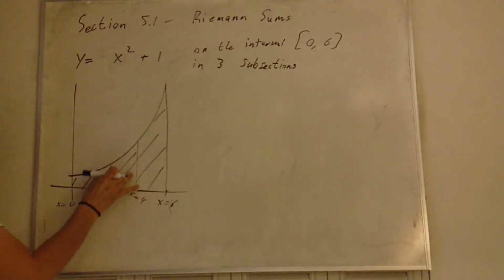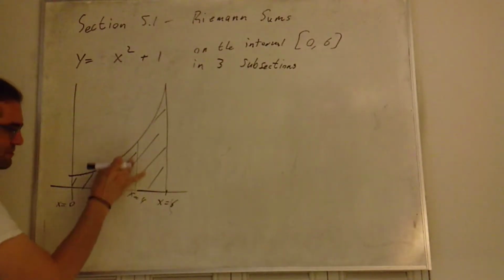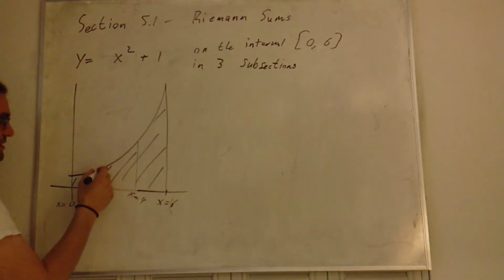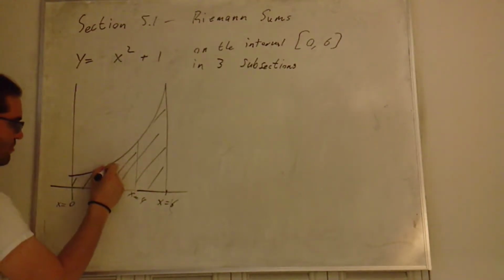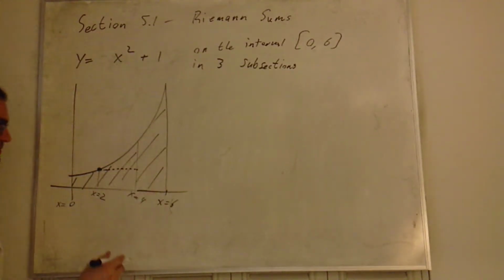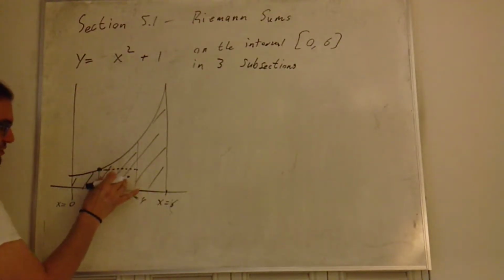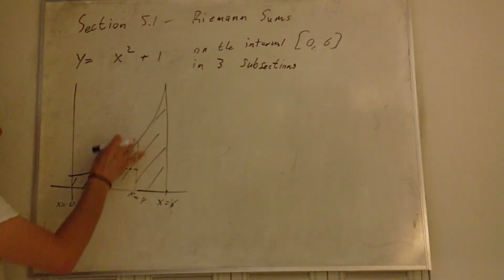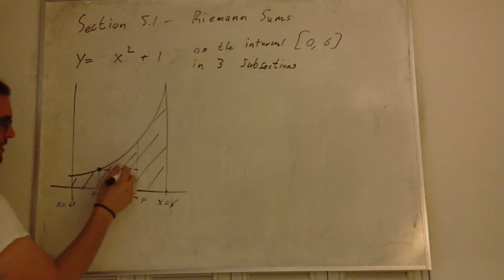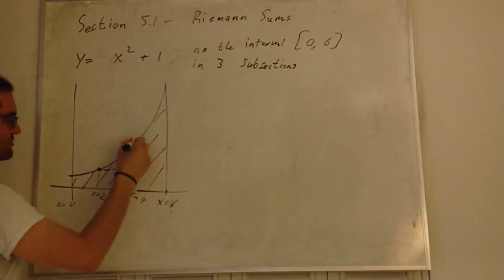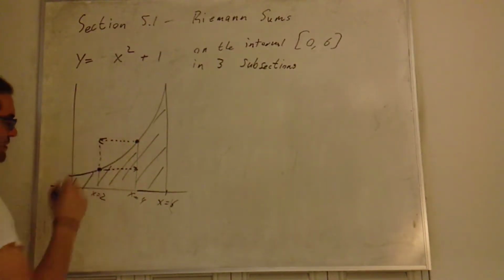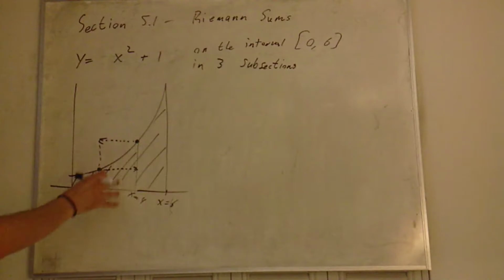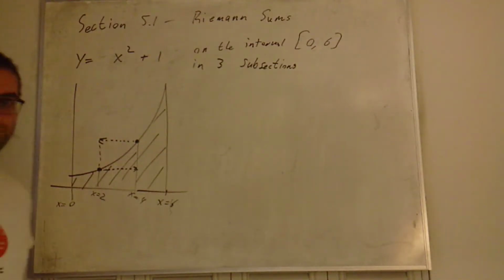So if we take this middle rectangle, for example, the middle subsection, there's 2 basic rectangles we can make out of this. We could use the left endpoint and move right, and we would have a very short rectangle that underestimates the actual area of this thing. Or we could use the right endpoint and move left, then we have a very tall rectangle that overestimates the area of this thing.